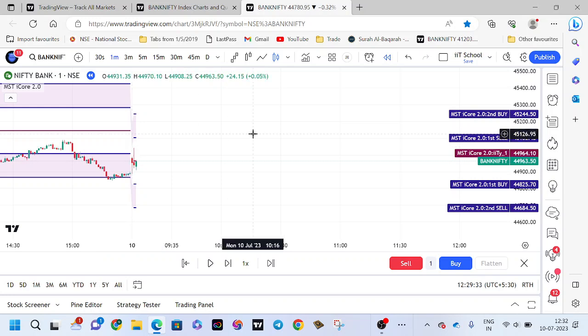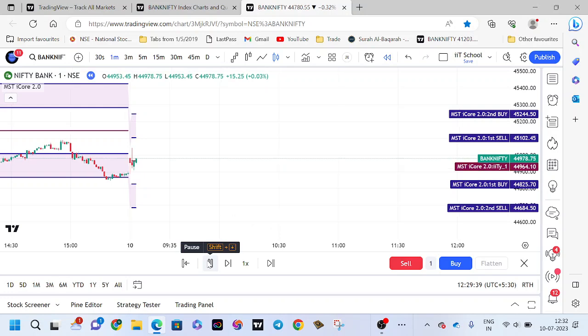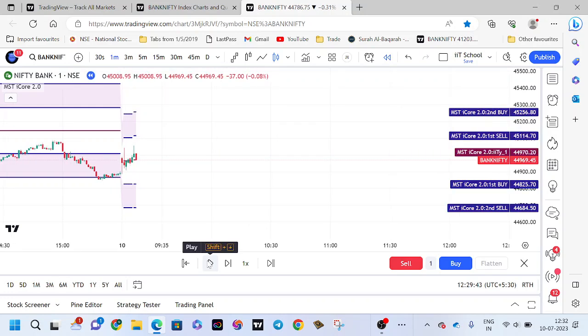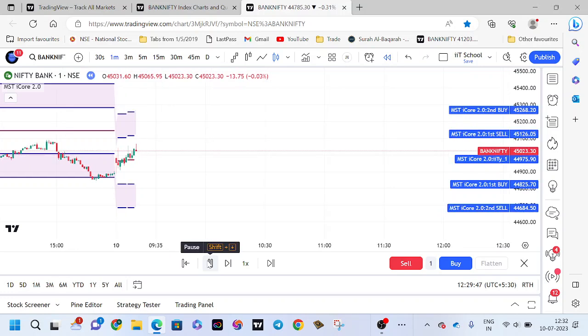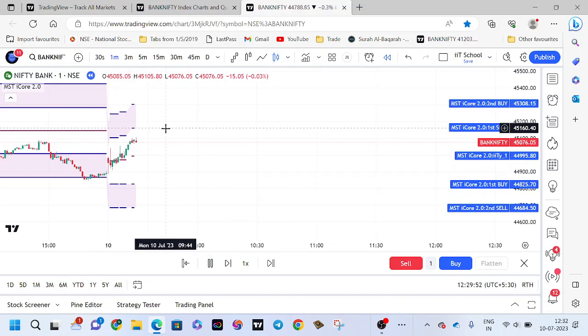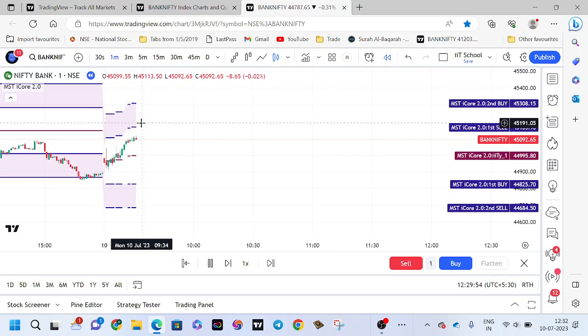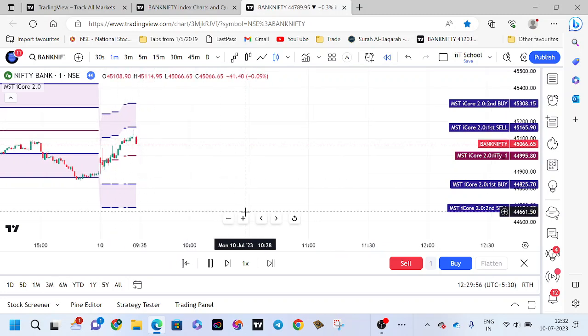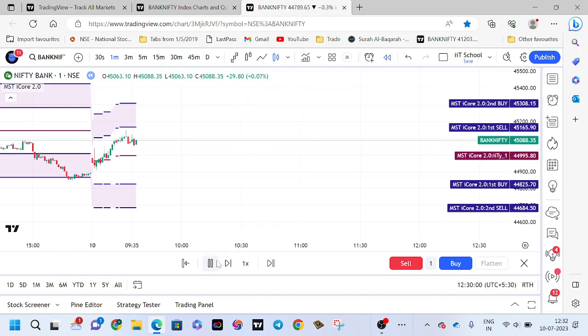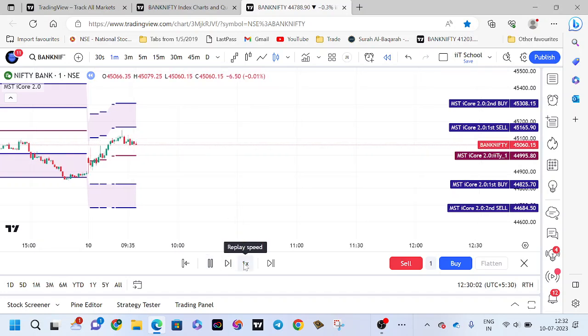Once the 5 lines are formed, what are we supposed to do? We have to wait for the market to reach either the top level or the bottom level. The top 2 lines are called the sell zone and the bottom 2 lines are called the buy zone. Okay, I will just speed up.